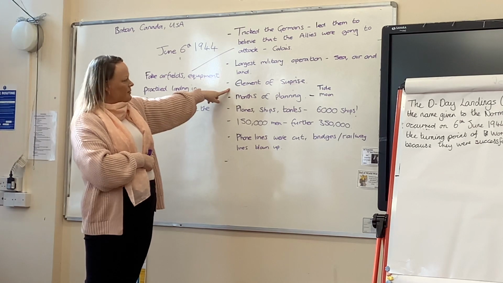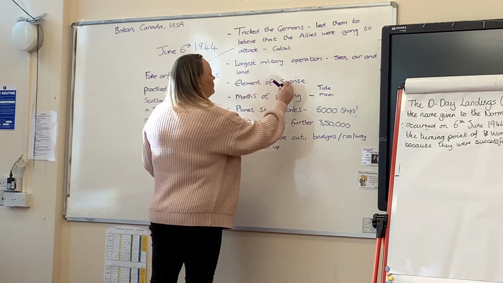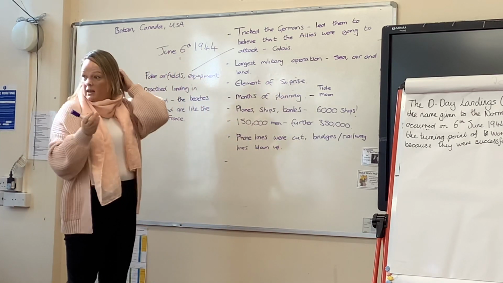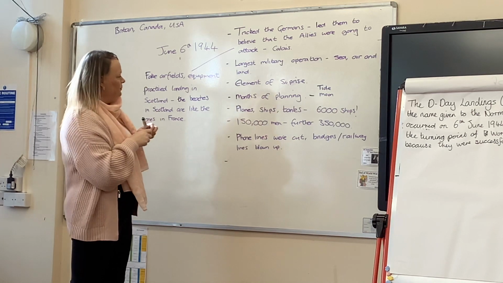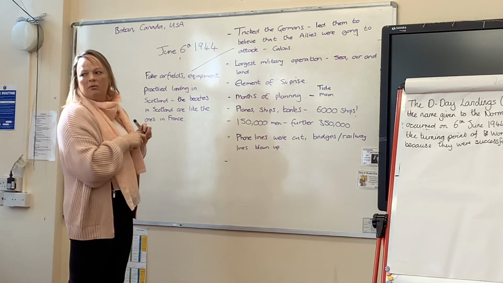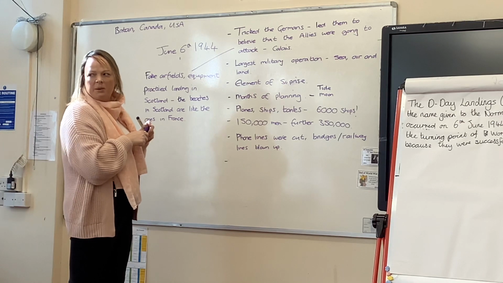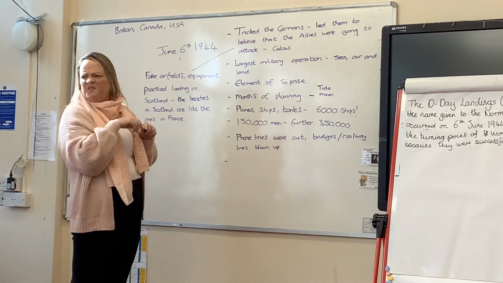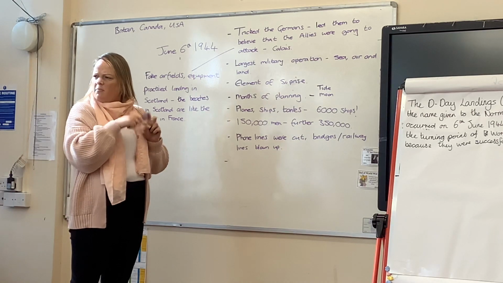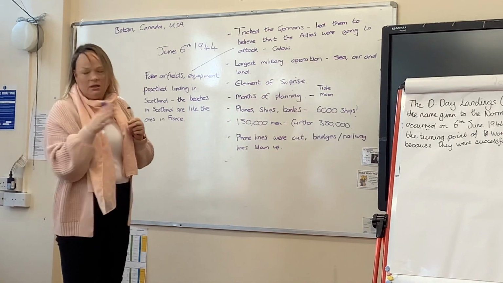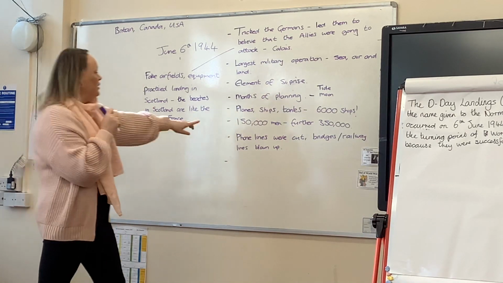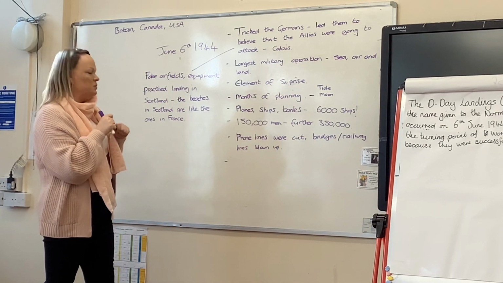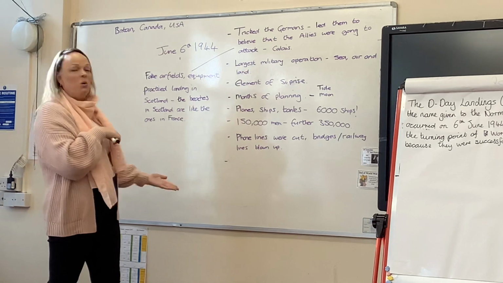Element of surprise. It was planned many years in advance, wasn't it? Months of planning. Tide, moon. So that's to do with how dark they needed it to be, so it could be the element of surprise. Planes, ships, tanks, 6,000 ships, and 150,000 troops, men, took part in it. I know a lot were unfortunately killed. And then a further 350,000. Phone lines were cut, bridges and railway lines were blown up. So that's it. That's why it was successful.